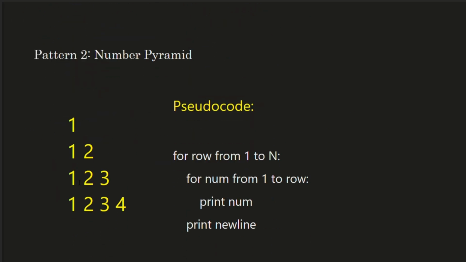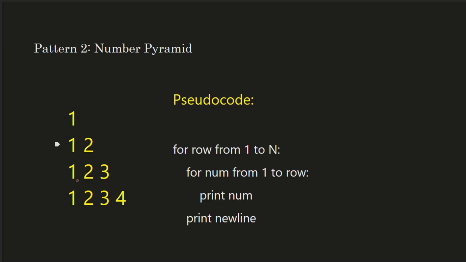Let's see the pattern 2, number pyramid. Approach. For each row, print numbers starting from 1 up to the row number. Pseudocode. For row from 1 to n. For number from 1 to row. Print number. Print new line. The outer loop handles rows. Inner loop prints increasing numbers.